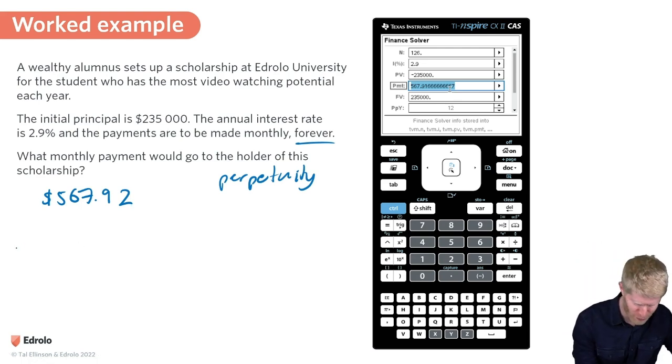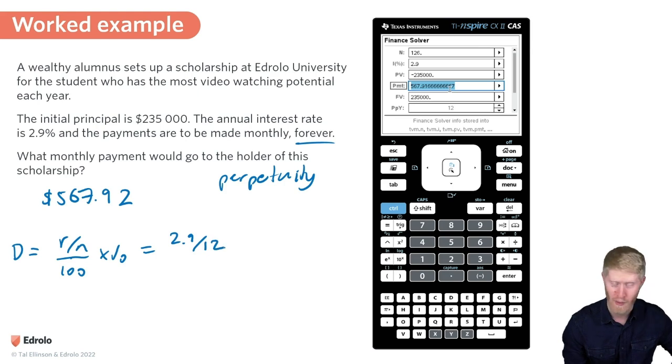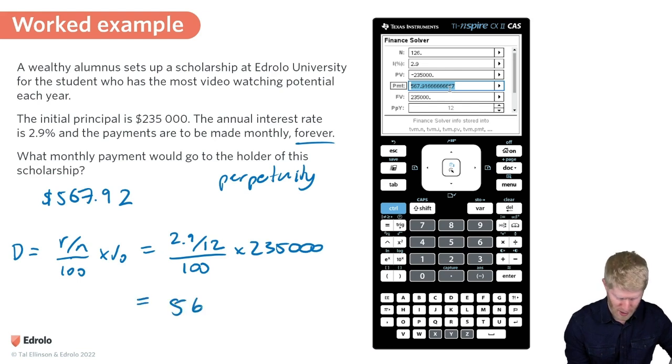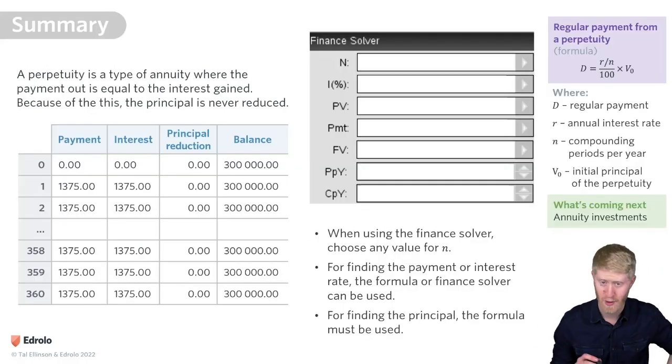What if you wanted to use the formula? All right, so our regular payment is going to be our annual interest rate divided by the number of compounding periods a year, over 100, times our initial investment, V0. In this case, 2.9 out of 12, because we've got monthly payments, out of 100, times 235,000. And you would get the same thing, $567.92 rounded. All right, those are all the key ideas for the perpetuity.